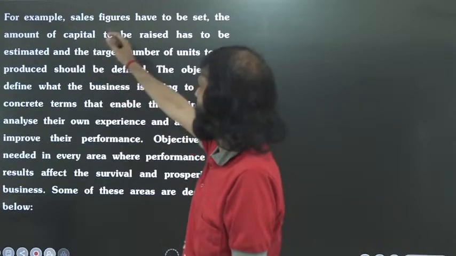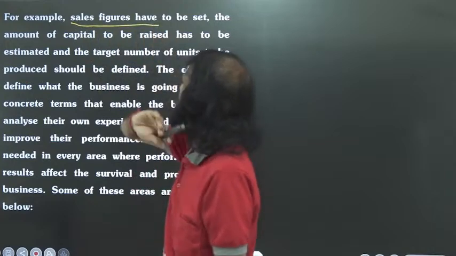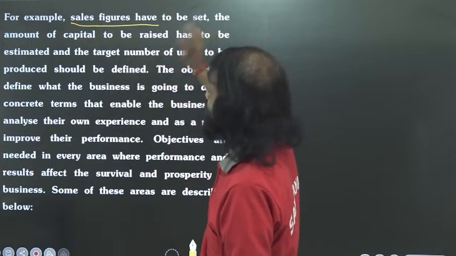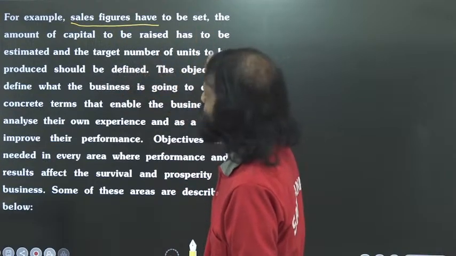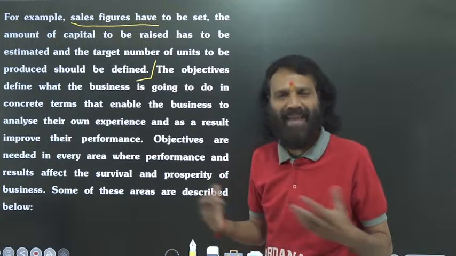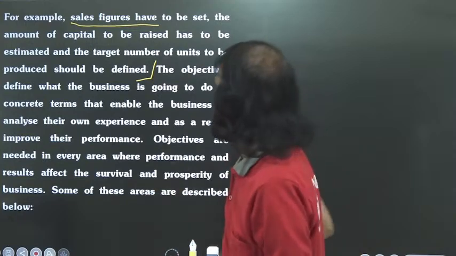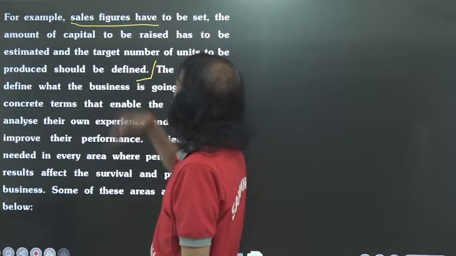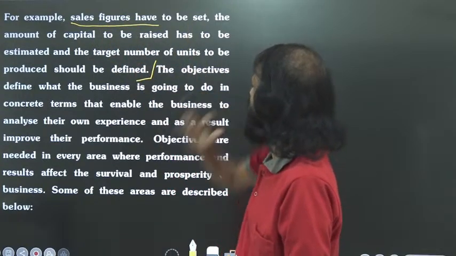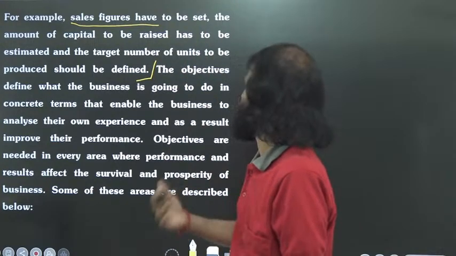For example, sales figures have to be set. At first, what we need to do? We have to set the sales figure. The amount of capital to be raised has to be estimated and the target number of units to be produced should be defined. We must have a proper plan. According to that plan, we have to move further and forward, then only the business can grow. So, among them, sales figures have to be set and implemented and executed properly, then only success in business takes place.